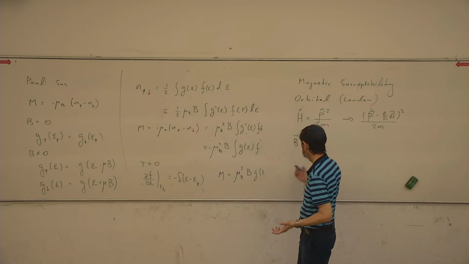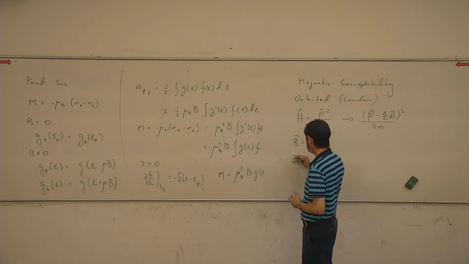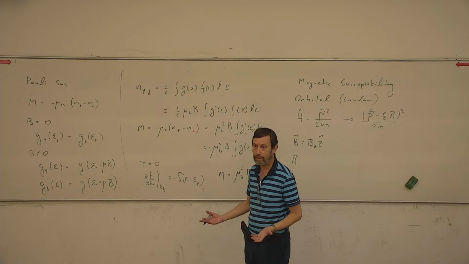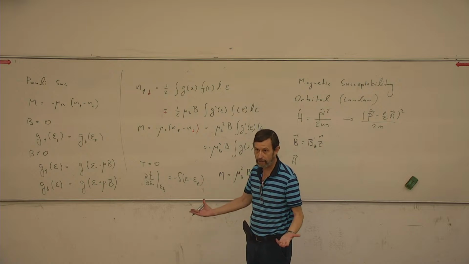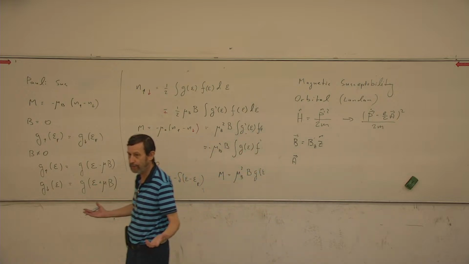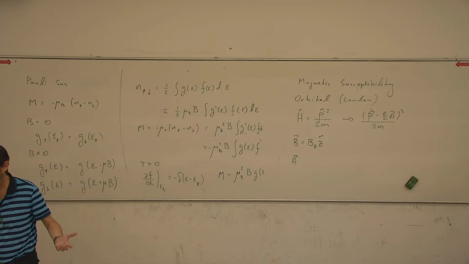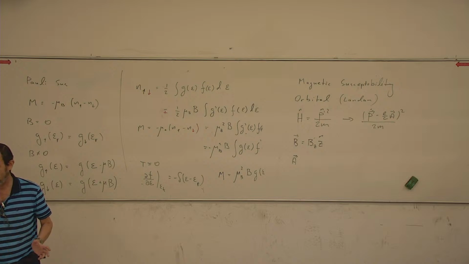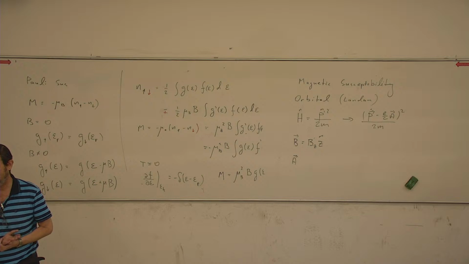I need A. In principle, I can replace it by any A vector that gives me B. You know that there are an infinite number of possibilities. The only thing I have to worry about is that my final result, any physical result, will not depend on A, on the gauge that I chose for A.